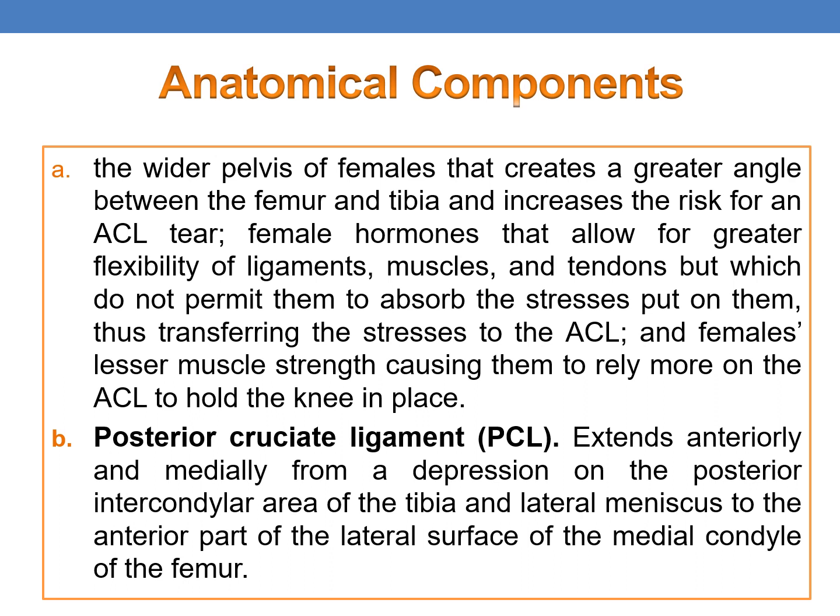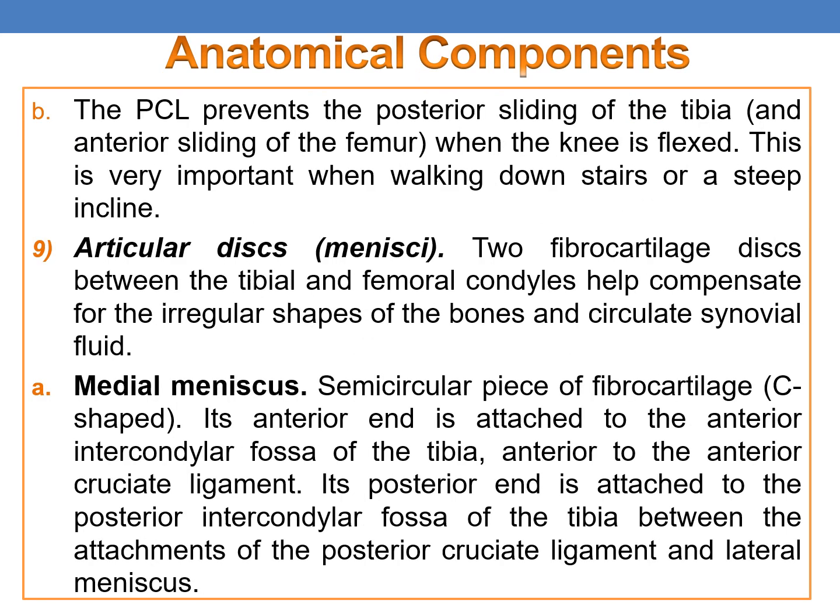The next ligament is the posterior cruciate ligament, PCL. It extends anteriorly and medially from a depression on the posterior intercondylar area of the tibia and lateral meniscus to the anterior part of the lateral surface of the medial condyle of the femur. The posterior cruciate ligament prevents the posterior sliding of the tibia, whereas the anterior ligament prevents the anterior sliding of the tibia, when the knee is flexed. This is very important when walking downstairs or on a steep incline.